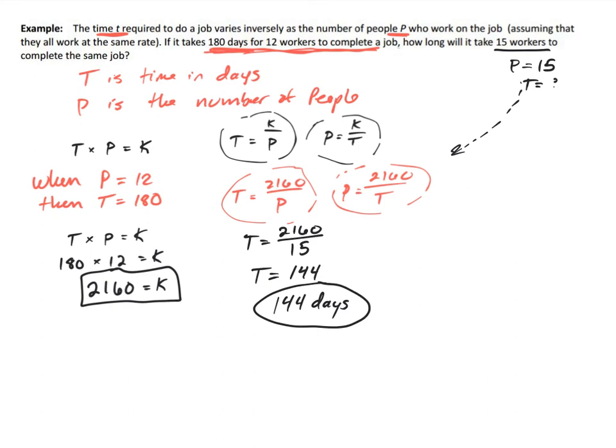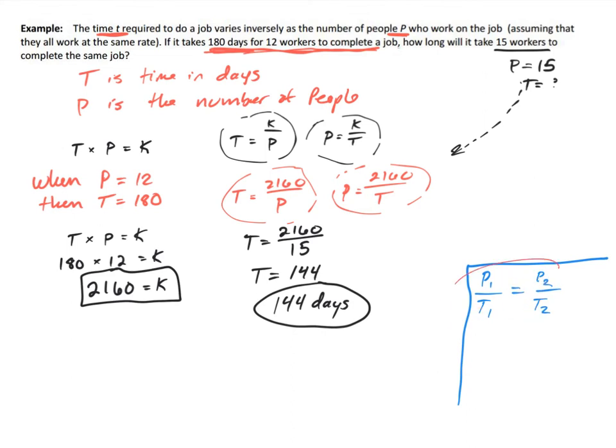144 days. Now, just like what we saw with a direct variation, there's actually a way to solve these with a proportion, and your e-text tends to take this approach. With a direct variation, one might think that you could use a proportion set up like this, where the time it takes and the amount of people for one job is proportional to the time it takes and the amount of people on a second job. But this actually is not correct.